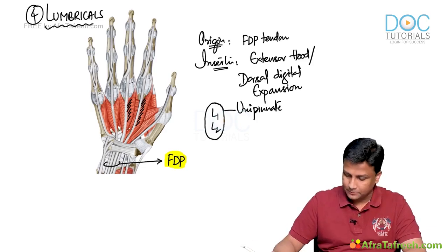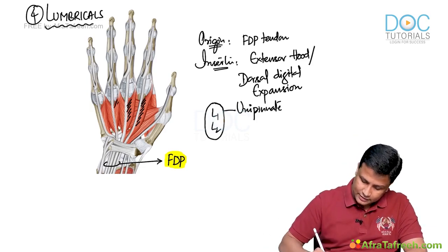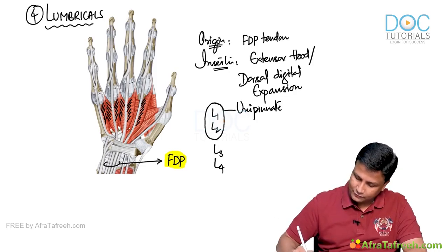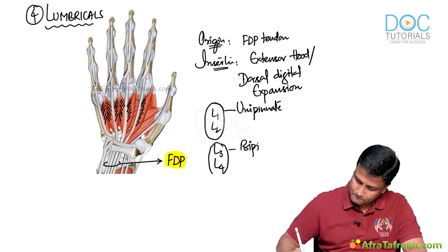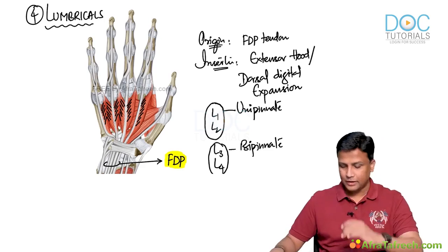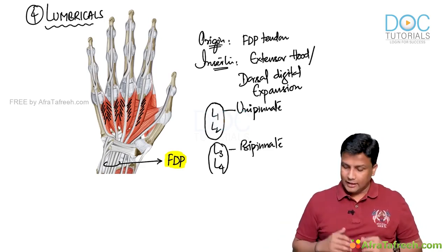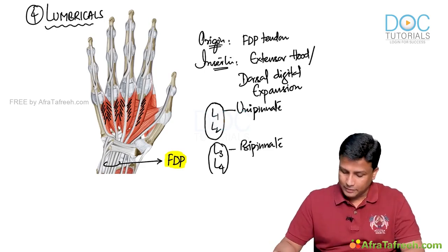These two are unipinnate. And then L3, guys, third lumbrical, it's originating from the two adjacent tendons. And the fourth one is originating from two adjacent tendons here. Okay, so therefore L3 and L4, these two will be actually bipinnate. Is it fine? So the first two lumbricals, L1 and L2, they will be unipinnate, and L3 and L4, these two are actually bipinnate, guys.